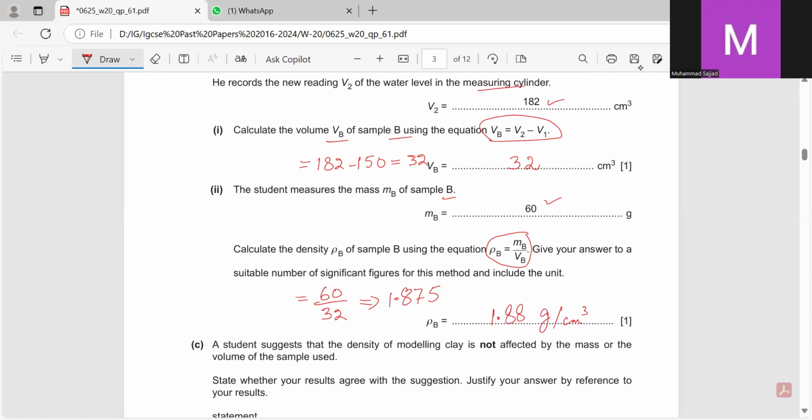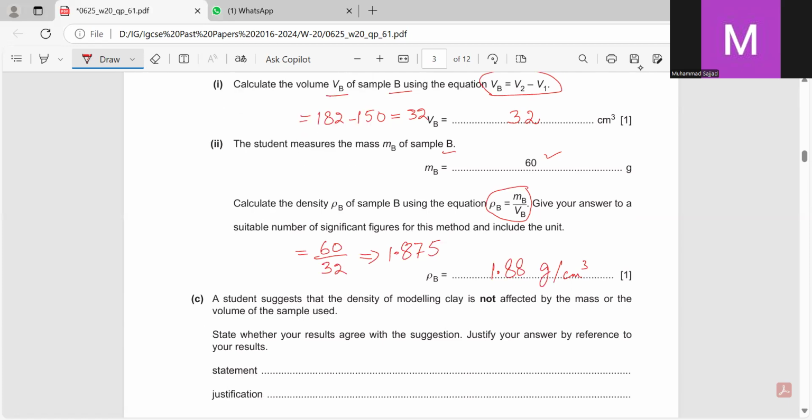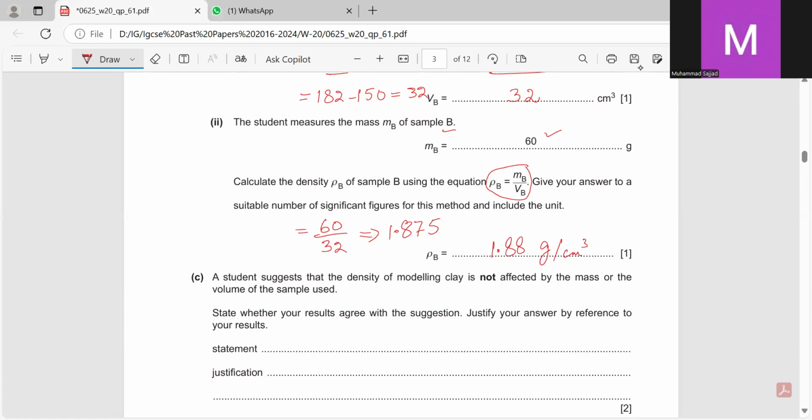Now a student suggests that the density of the modeling clay is not affected by the mass or the volume of the sample used. State whether your results agree with the suggestion. Justify your answer by reference to the results.